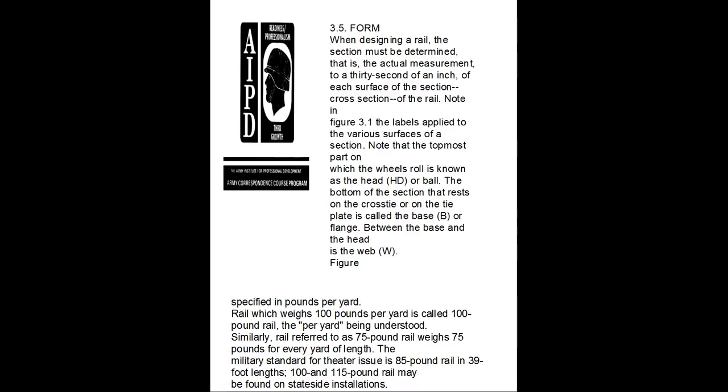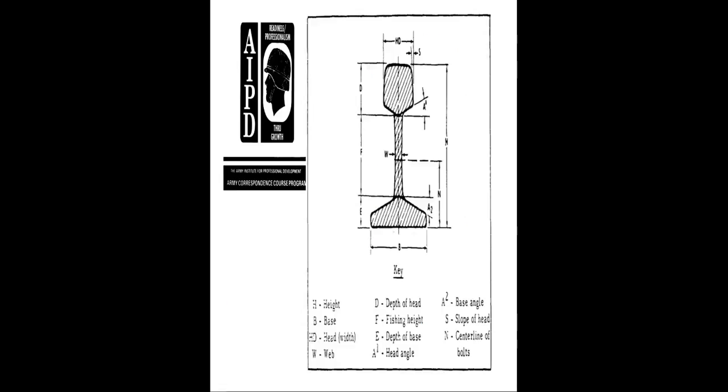The weight is specified in pounds per yard. A rail that weighs 100 pounds per yard is called a 100-pound rail, the per yard being understood. Similarly, a rail referred to as 75 pounds per yard weighs 75 pounds for every yard of length. The military standard for the standard theater is 85-pound rail in 39-foot lengths. 100- and 115-pound rail may be found in stateside installations.